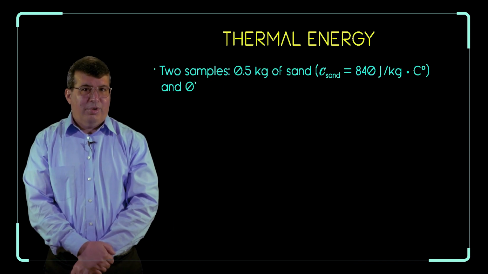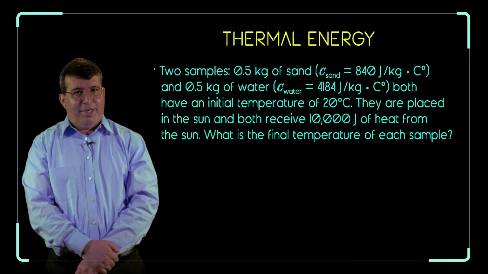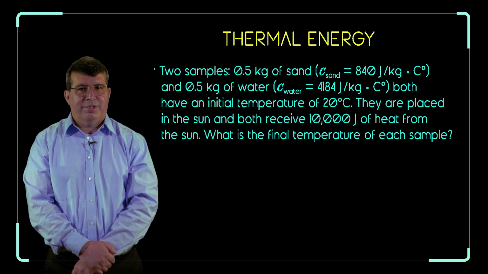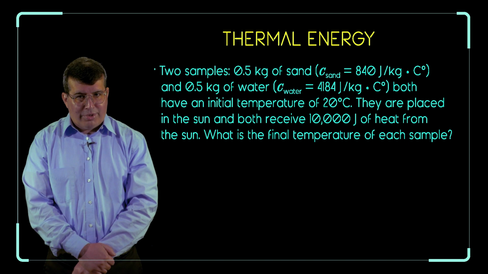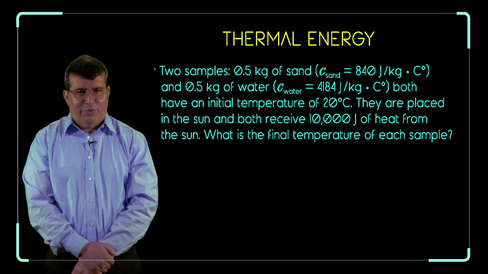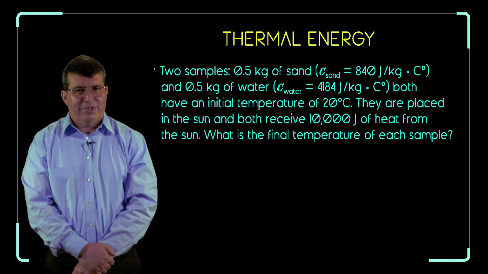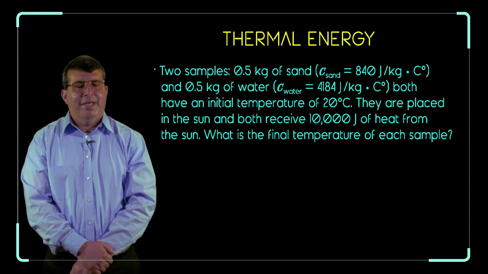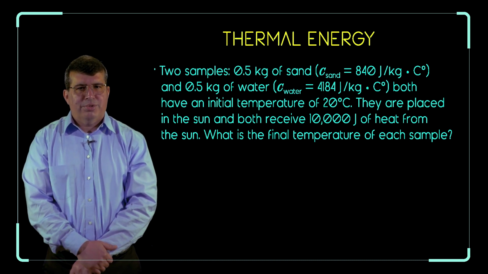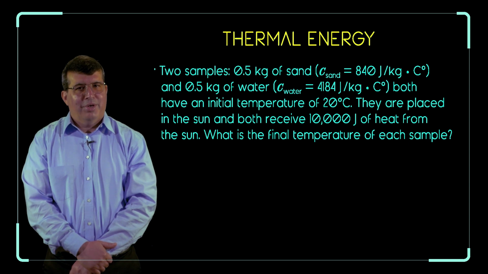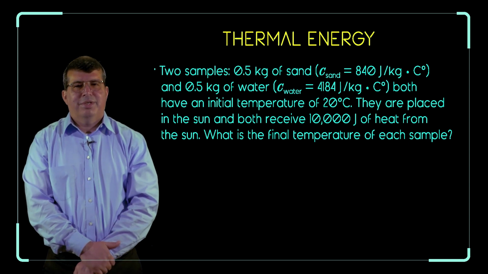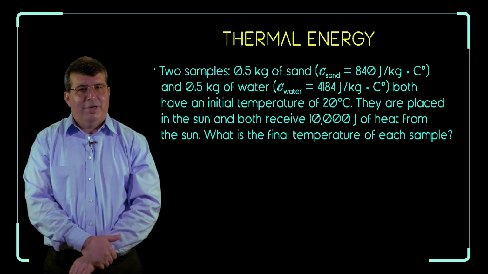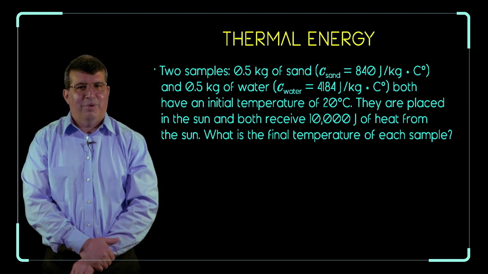All right, here's another exercise. Two samples. 0.5 kilograms of sand, where the specific heat capacity of sand is 840 joules per kilogram degrees Celsius, and 0.5 kilograms of water, where the specific heat capacity of water is 4,184 joules per kilogram degrees Celsius. Both have an initial temperature of 20 degrees Celsius. They are placed in the sun, and both receive 10,000 joules of heat from the sun. What is the final temperature of each sample? Once again, I'd like you to pause, work through this, and come back when you're ready to see me work it.